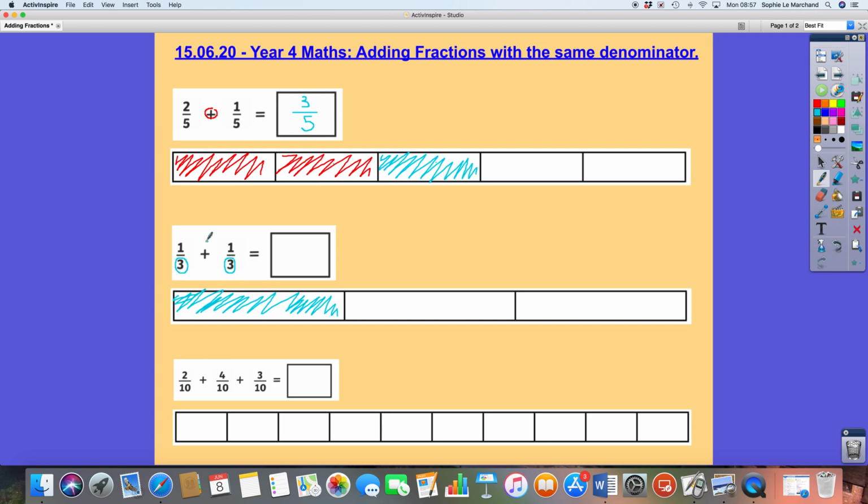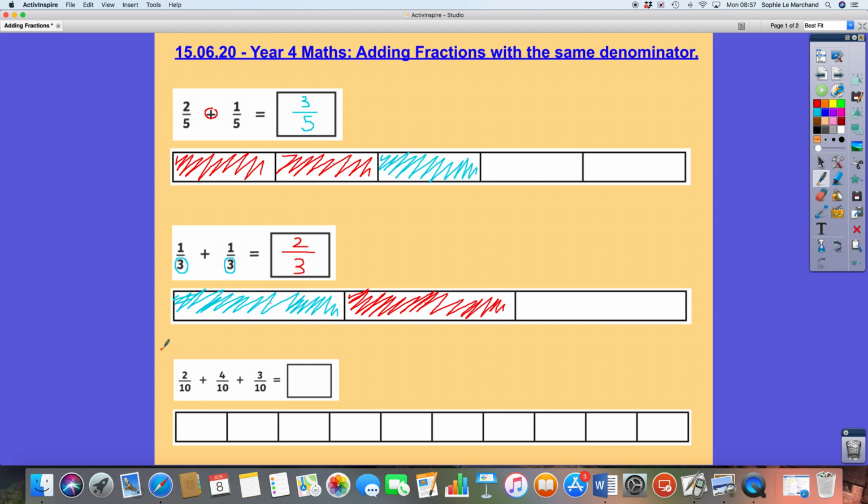And then in my sum, it's asking me to add another third. So I'm going to change colour again. And I'm adding my additional third. Now I can see how many are shaded in total. 1, 2. 2 of my thirds. So 1/3 plus 1/3 gives me 2/3.